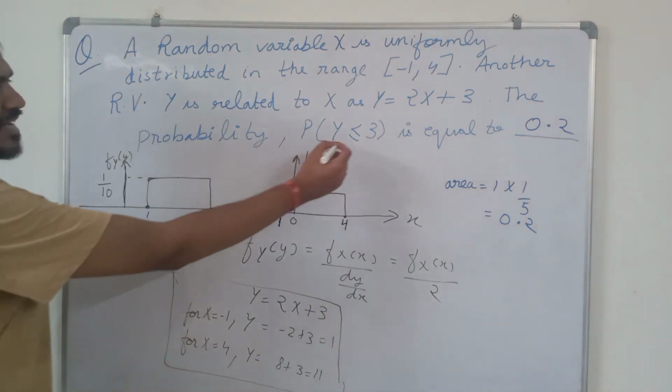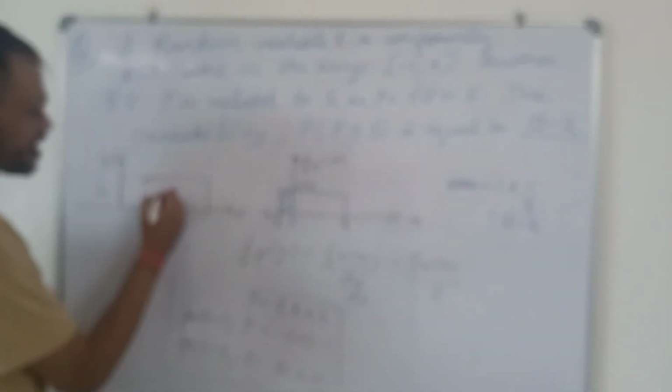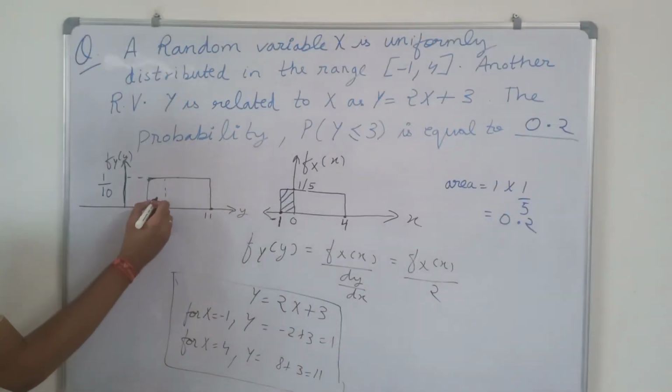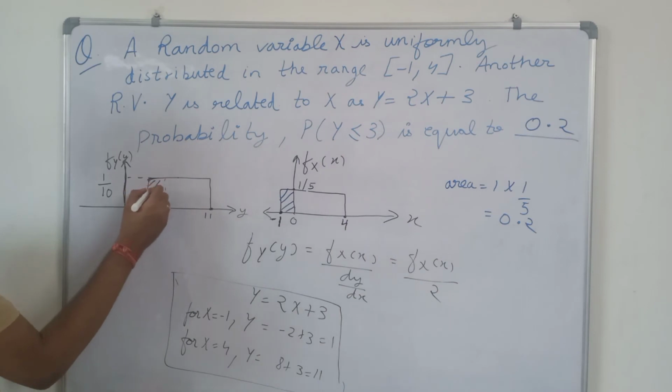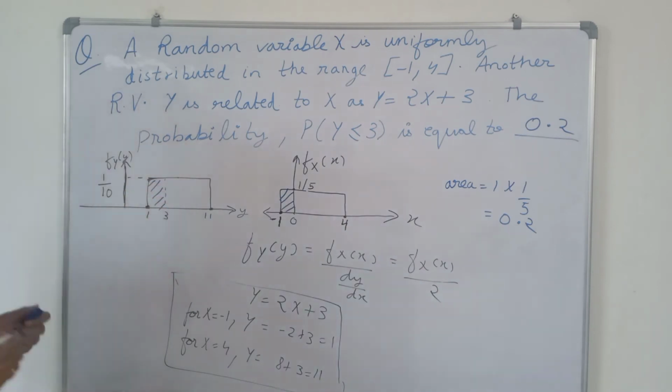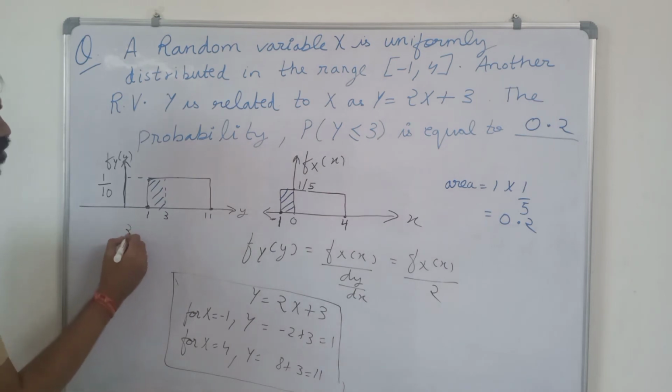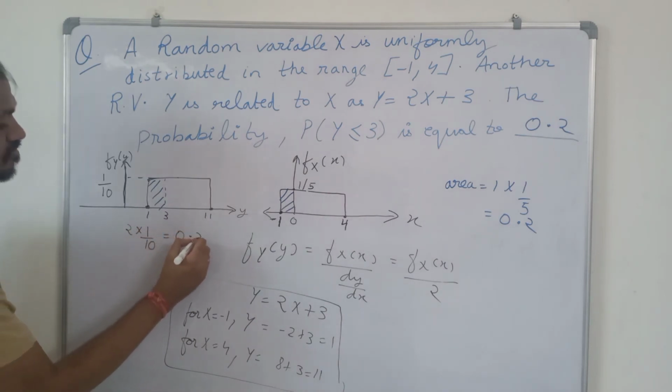Again, the probability of y less than 3, so 3 will be somewhere here. Now we have to find the area of this rectangle in the probability density function of y from 1 to 3. So this will be equal to 2 into 1 upon 10. So again the answer is 0.2.